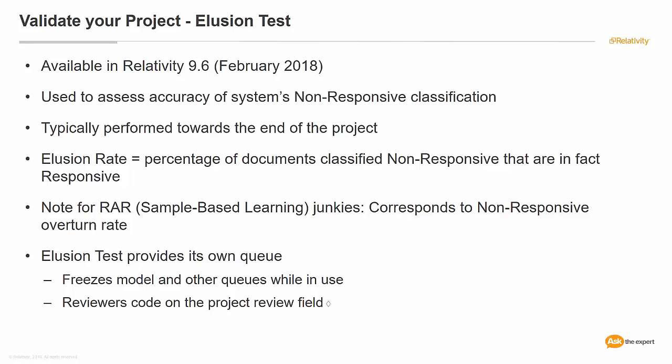But when you're doing an Elusion Test, because it is a statistically valid test of the non-responsives, we don't want the coding to impact the results. So we freeze everything so that the Elusion Test results are an accurate reflection of the snapshot of the project at that point in time.